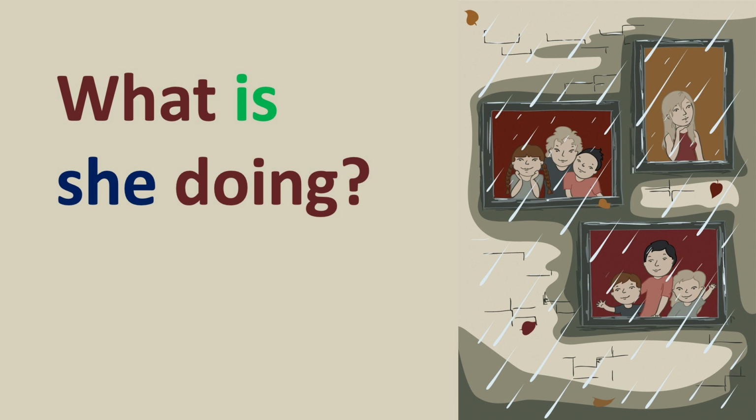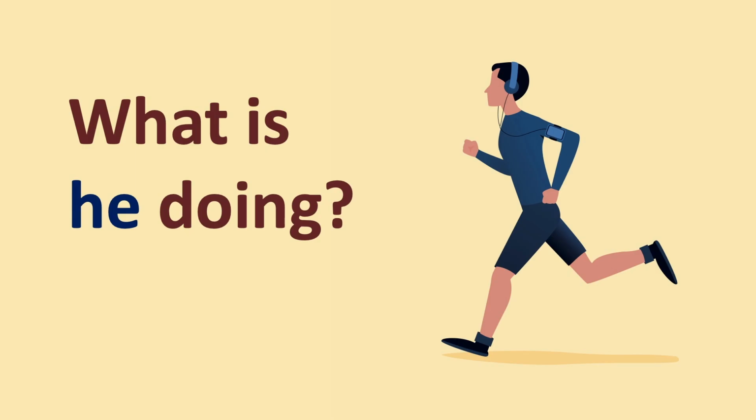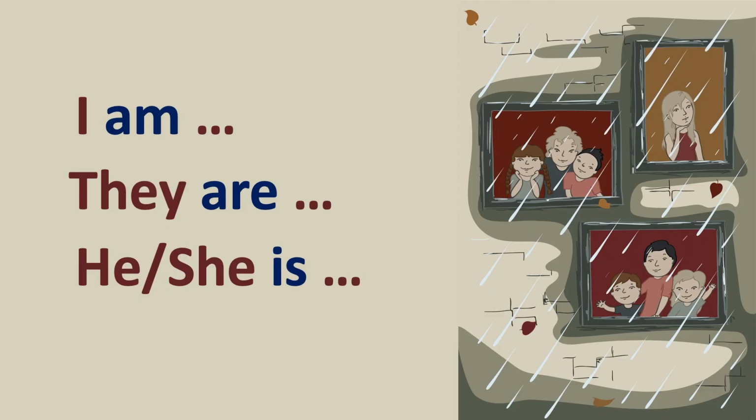What if they're asking about someone else, but it's just one person? They're not asking, "What are you doing?" They're asking, "What is she doing?" They're looking over, "What is she doing?" Or, "What is he doing?" It's not you, it's he. And so the answer is she is, or he is. So it's I am, they are, he, she is. Let's just look at a couple of examples.